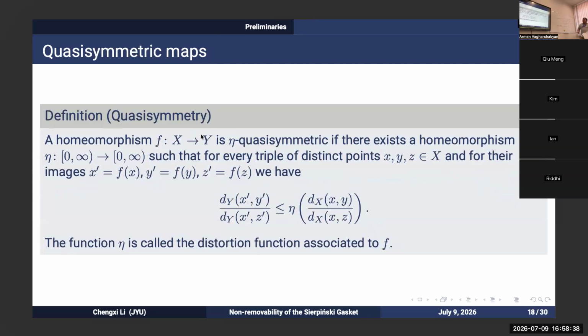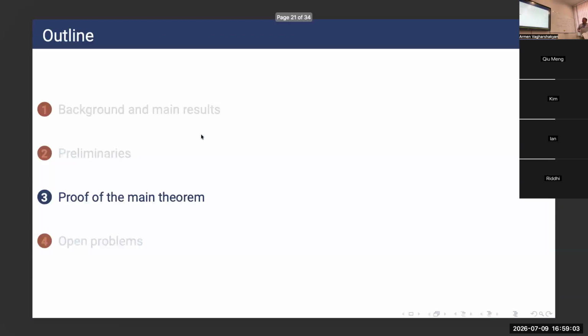And then we also need to introduce quasi-symmetric maps. Quasi-symmetric maps have globally controlled distortion. It means that for every three points x, y, z in X, we can control the distortion by the function eta. The eta is called the distortion function associated to the quasi-symmetric map. Actually, in this definition, a quasi-symmetric map is quasi-conformal, and the composition of quasi-conformal maps is still quasi-conformal. That is also needed in our main proof.